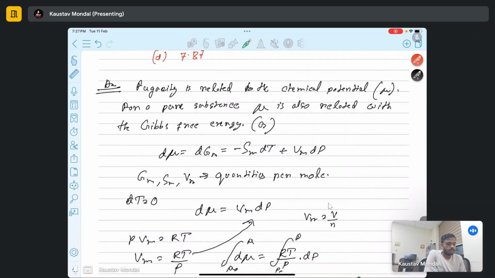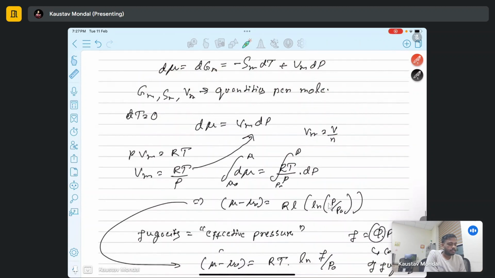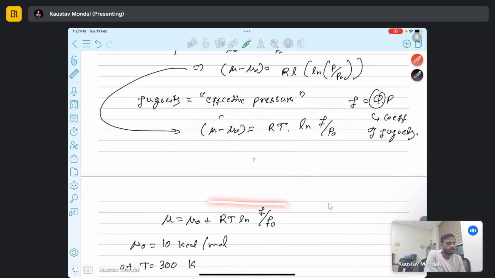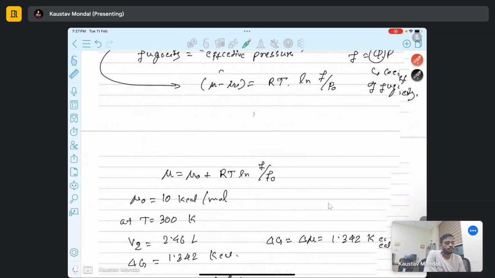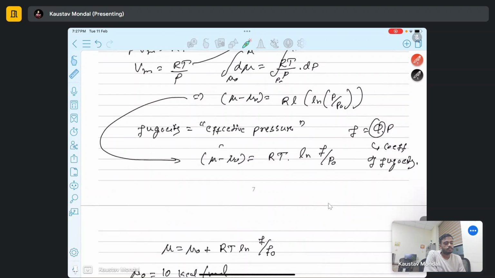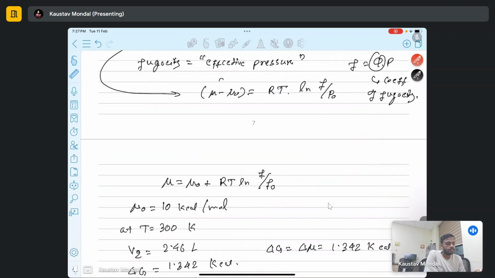First, I wrote the change in chemical potential in terms of change in free energy, and from there I did all this calculation and established how this change in chemical potential is related with the fugacity. This is the final relation. Mu is the final, mu naught is the initial chemical potential. F is the final fugacity, F naught is the initial. So for our problem, the standard chemical potential is given, and T is given at 300 Kelvin.